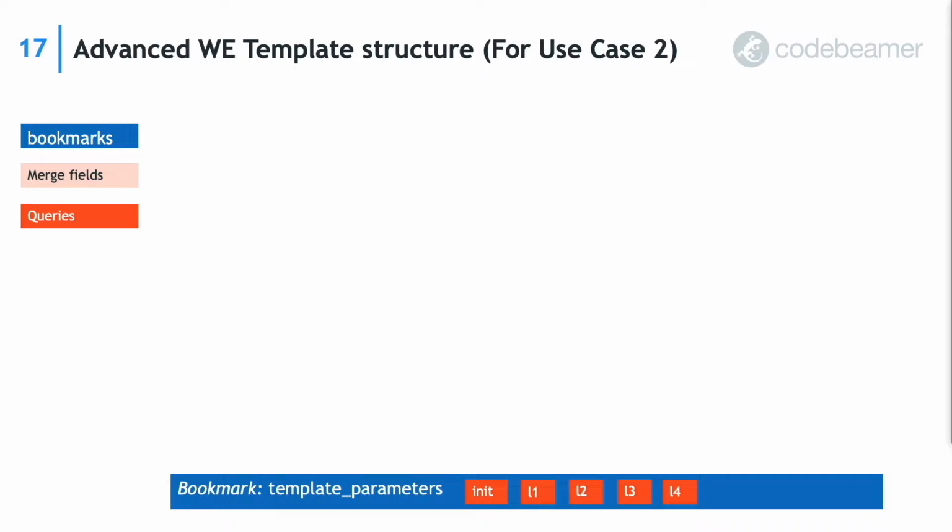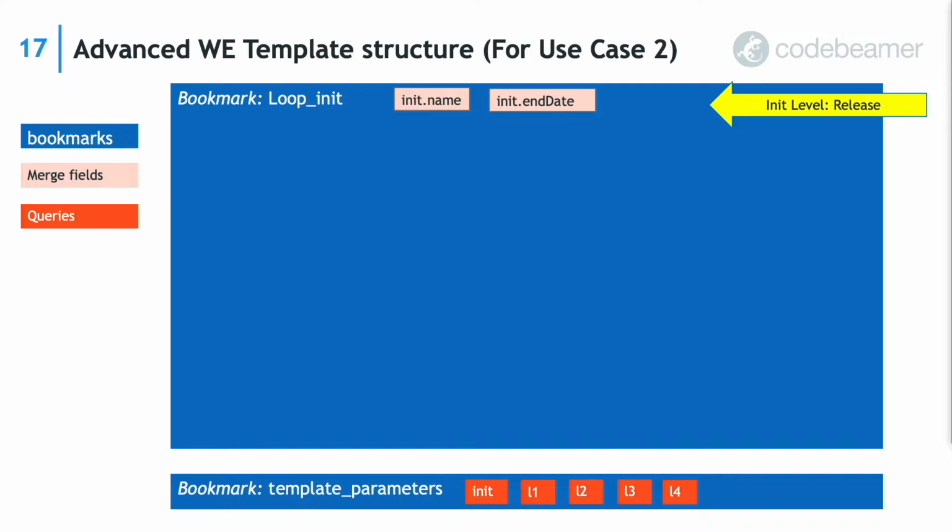First, we define the template parameters. For this purpose, we'll use queries. Once these are ready, we can start to build the actual body of the template. First, we will add the initial level. This will represent the release data. Within the corresponding loop_init bookmark, we insert two placeholders, one for the name and another for the end date attribute, because we would like to get this information from the release in Codebeamer.